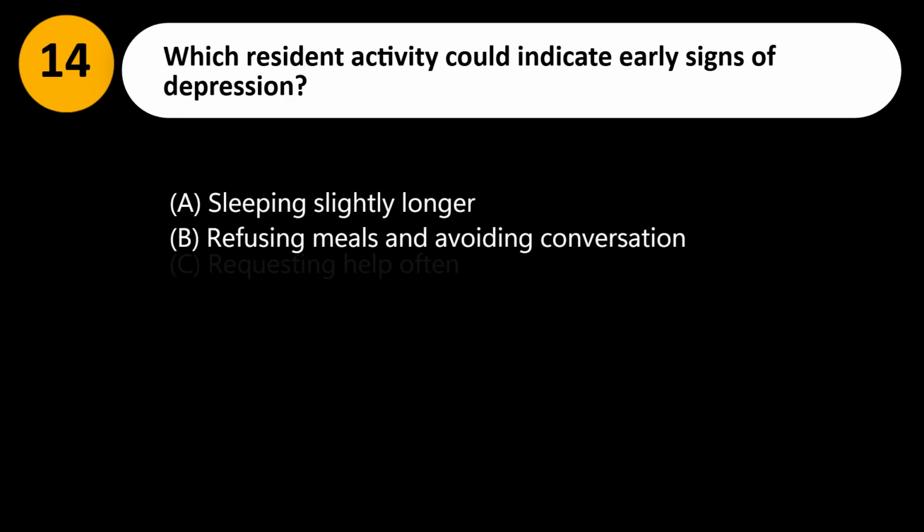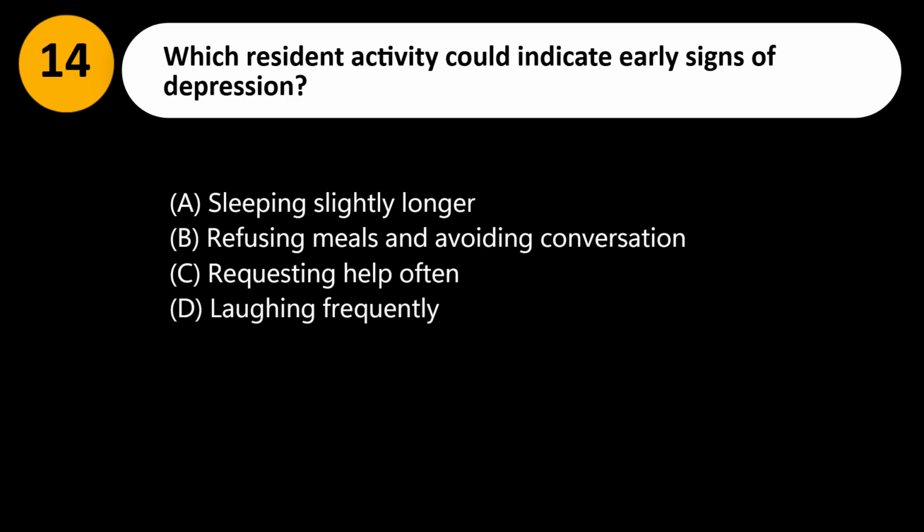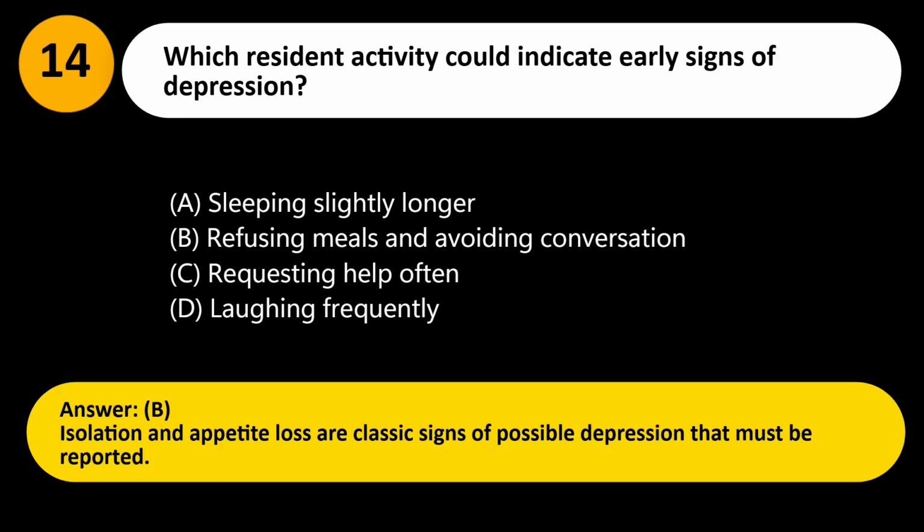Which resident activity could indicate early signs of depression? A. Sleeping slightly longer. B. Refusing meals and avoiding conversation. C. Requesting help often. D. Laughing frequently. Answer: B. Isolation and appetite loss are classic signs of possible depression that must be reported.